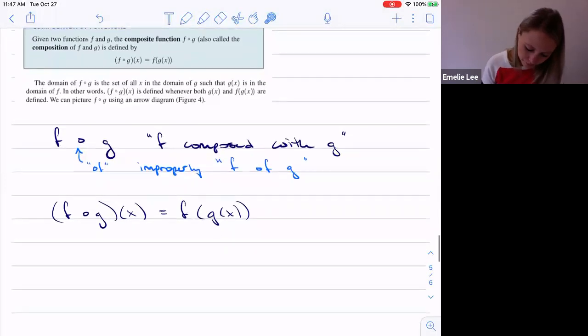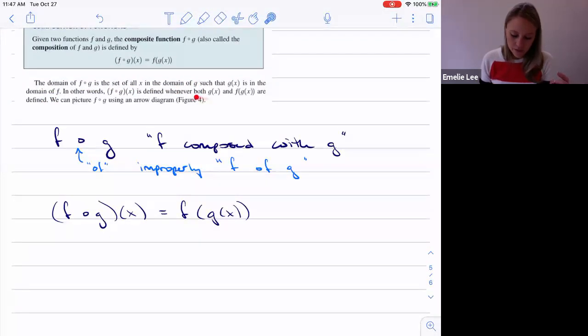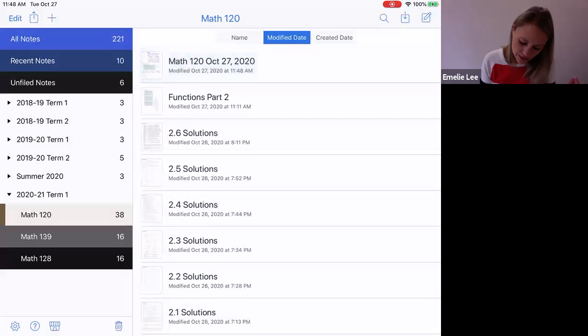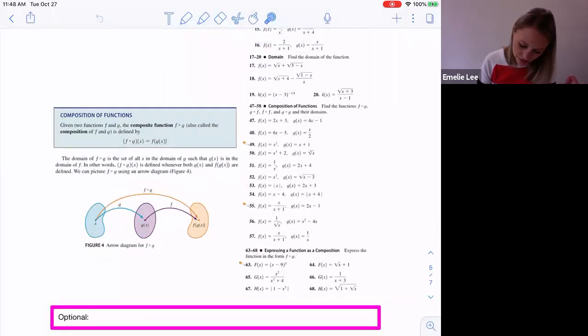So just to make a note, the domain of f composed with g, so f of g, is the set of all x in the domain of g as long as g of x is in the domain of f. So it's defined, or the domain is the domain of g of x as well as f of g of x. Okay. So that's a little bit trickier than what I want you to focus on right now.